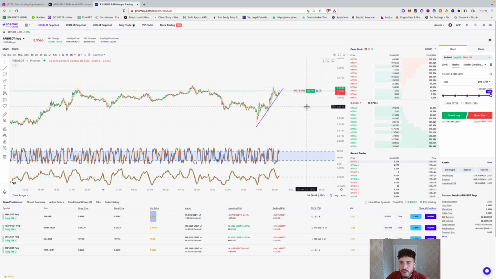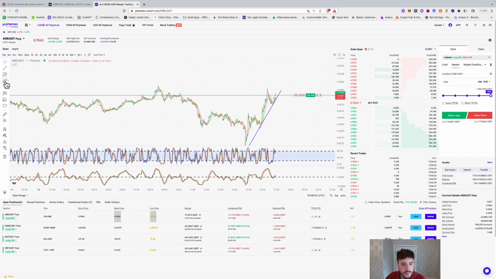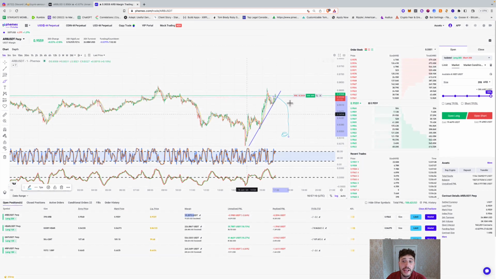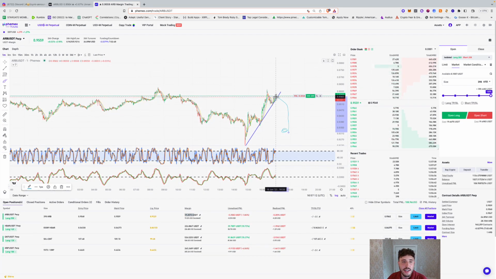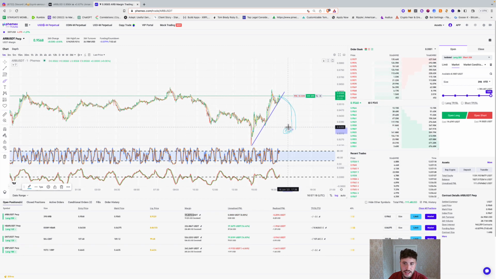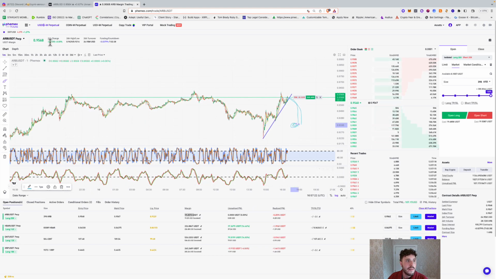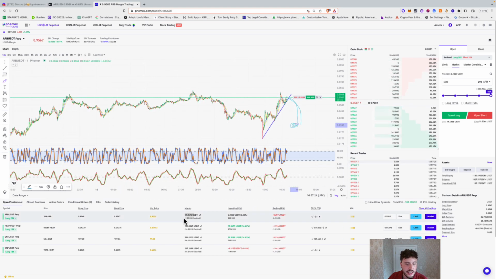So if Arbitrum were to fall to here and hit that level, then this whole position would be wiped, and they would theoretically take my $20 right here. It would just be gone. Unlike if you were to just buy Arbitrum on Coinbase, and Arbitrum fell to this level, you might have maybe $18, but it's not like it's gone. So with contract trading and leverage trading, that's the risk you take for the potential reward.